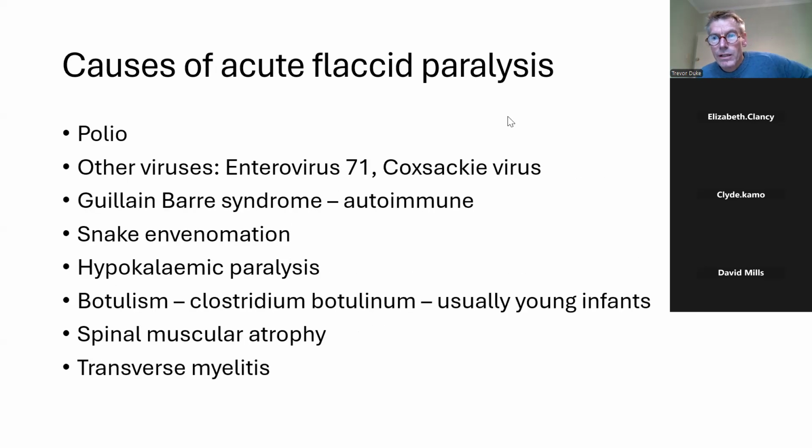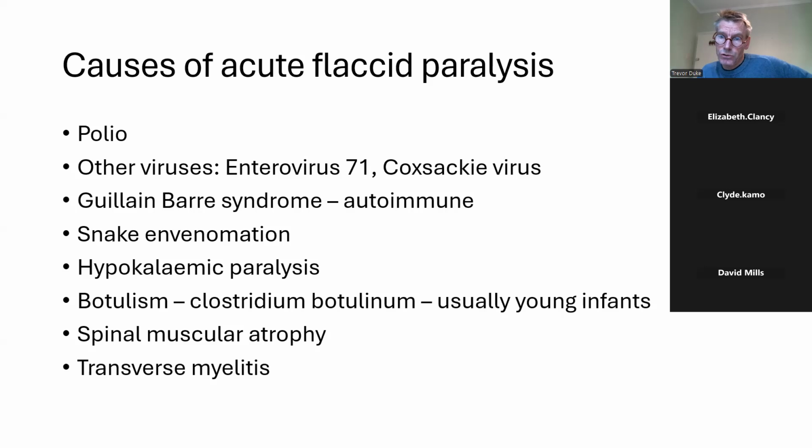I haven't ordered these in numerical priority because they differ from different regions, different locations, different times in terms of what's the common cause of acute flaccid paralysis. But of course, the surveillance for acute flaccid paralysis is all about the identification of cases of polio. I'll explain what that means in the modern era shortly. But there are other causes of AFP, including other enteroviruses. Polio is an enterovirus, but there are other enteroviruses.